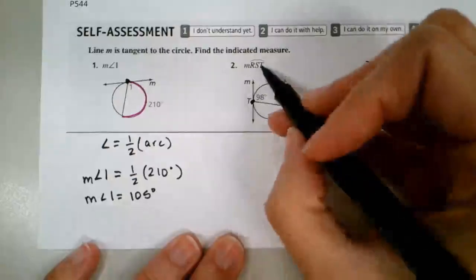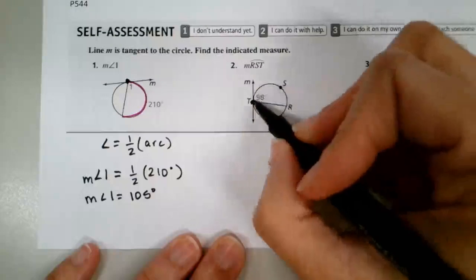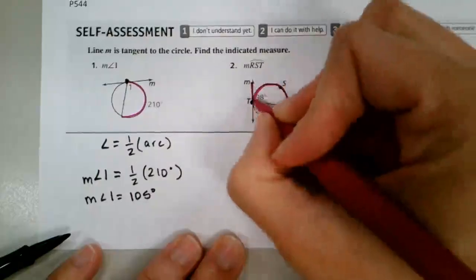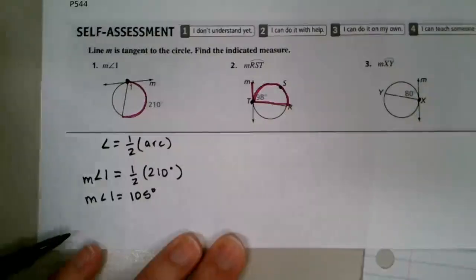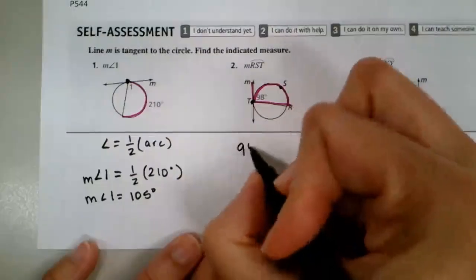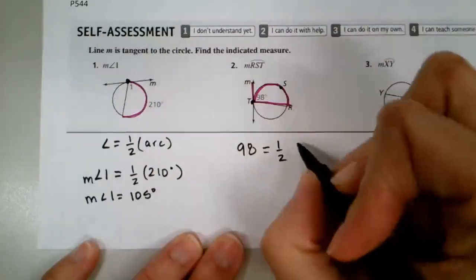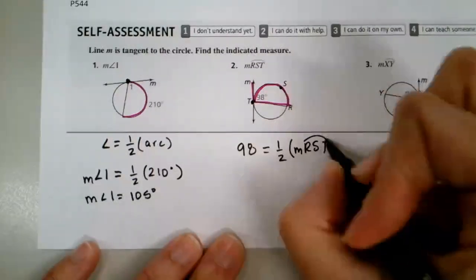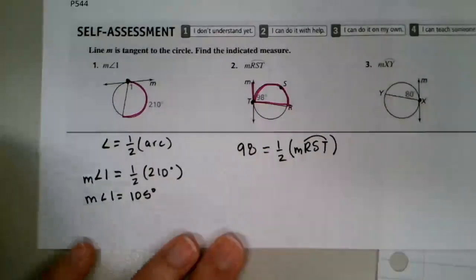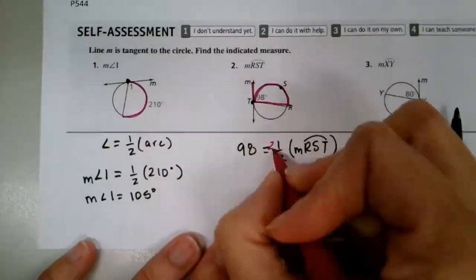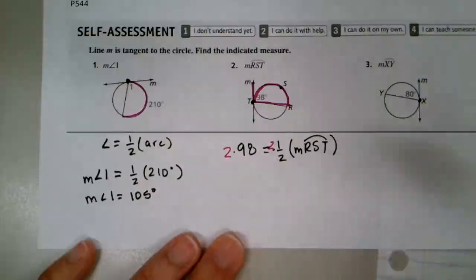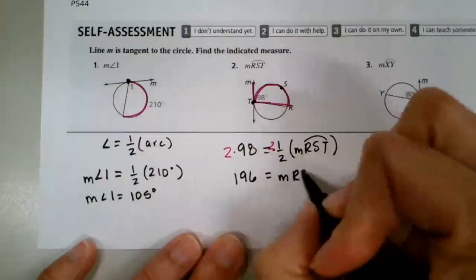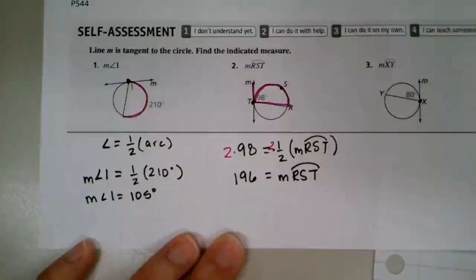Okay, the next one, it says we want to find arc RST. RST is the intercepted arc for this 98-degree angle. We're going to say the angle is half the arc. So this arc, RST. Just like in our previous questions, if we want that fraction to cancel out, we're going to multiply both sides by 2. So I get 196 is equal to the measure of RST.